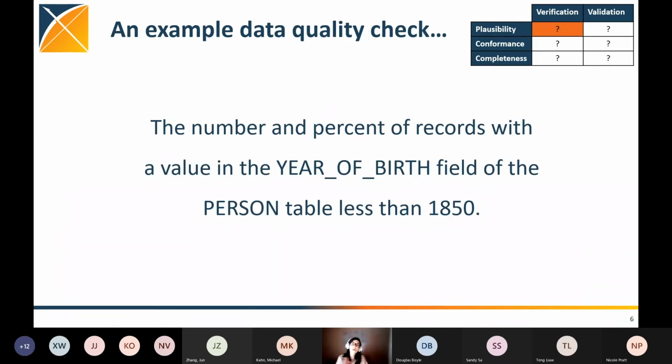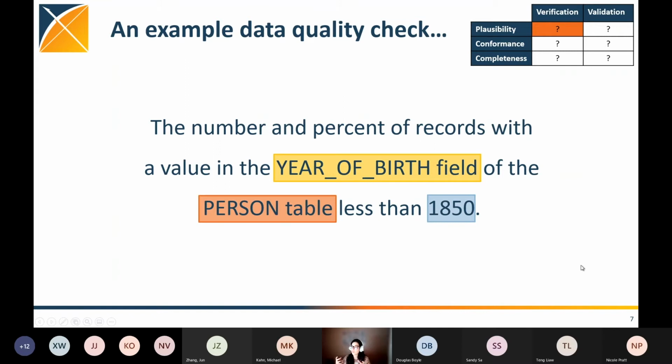Going off of that definition, we said, let's define one data quality check we're interested in. This is one that comes up often, and I think many of us start with it: how many people in my database have a funky year of birth? In this case, how many people in my database have a year of birth in the person table that occurs prior to 1850? We chose 1850 because it seems so crazy that if someone has a birth year prior to that, it's probably an error, like the entry error that Dr. Khan was talking about.